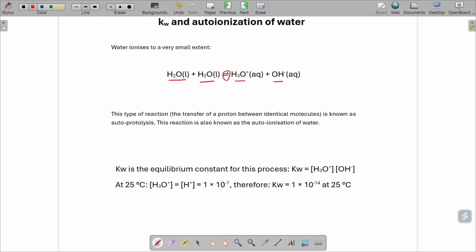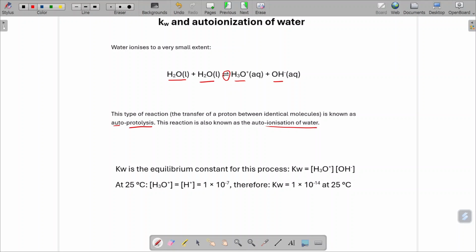So this reaction, where the proton is transferred between identical molecules, is called autoprotolysis. Autoprotolysis: auto meaning self, proton meaning proton, and lysis meaning cut. So this is the autoprotolysis or autoionization of water.